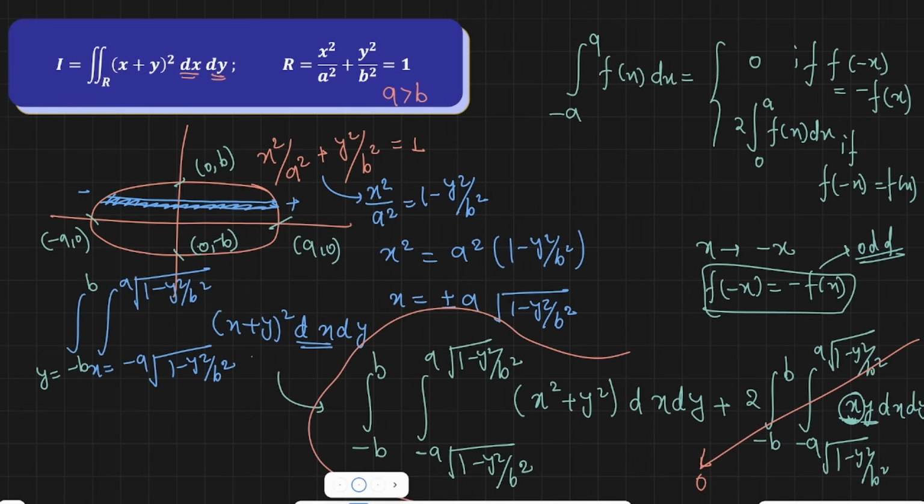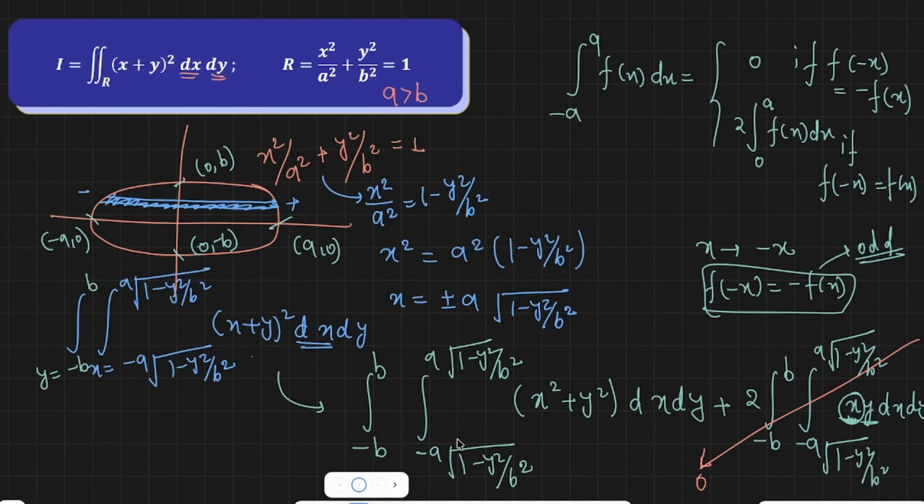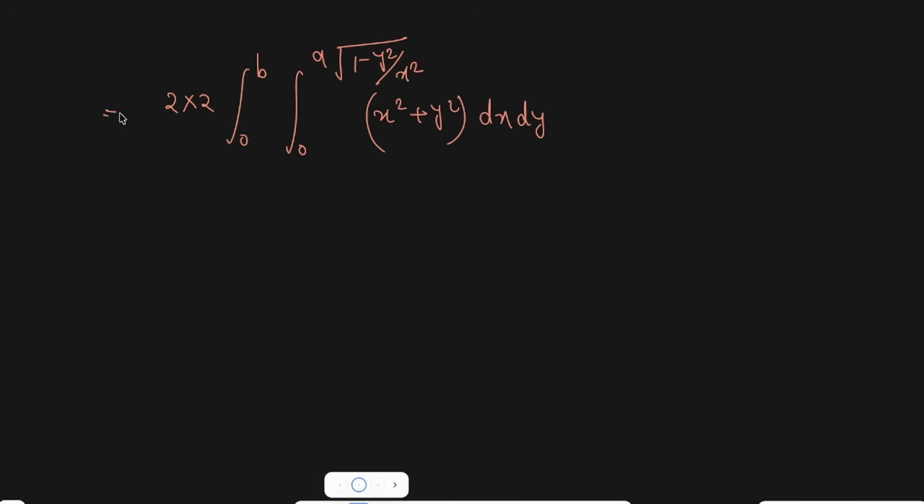Now you solve this integral, and because of that, this is your even function. x square is an even function. When you put minus x, it will be again x square. So you can write this integral like this: 0 to b, 2 into 2, because you have two limits here, one is the limit for x, one is the limit for y, and both are even functions. So 2 into 2, 0 to b, and 0 to a square root of 1 minus y square upon b square, of x square plus y square dx dy. Now you can easily solve this, and you can apply your ordinary formula of integral.